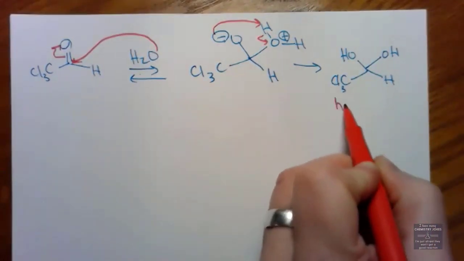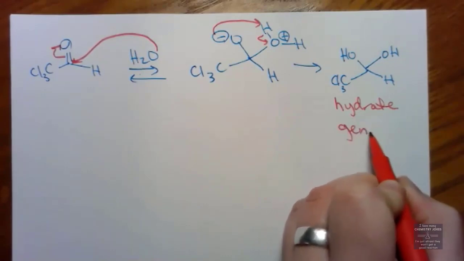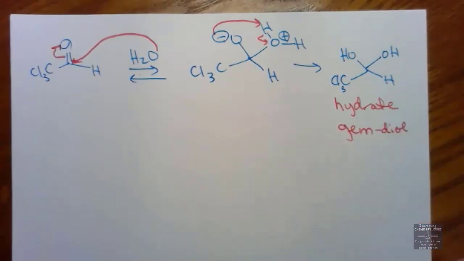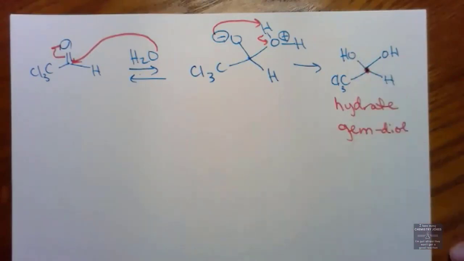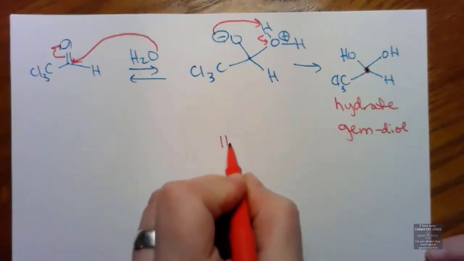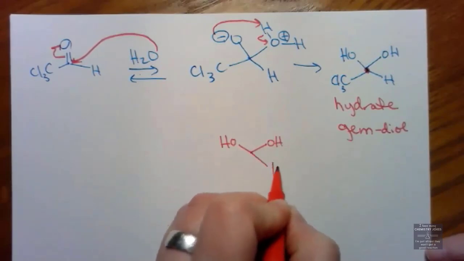This thing is a hydrate. It's also called a gem diol. Remember the Gemini twins? Diol. The same carbon has two OHs on it. It's a hydrate. Hydrates are always in equilibrium with ketones and aldehydes.